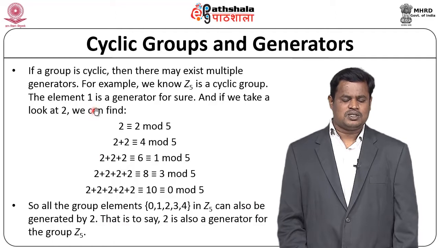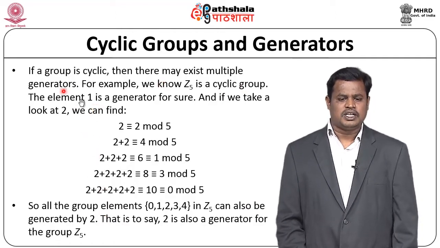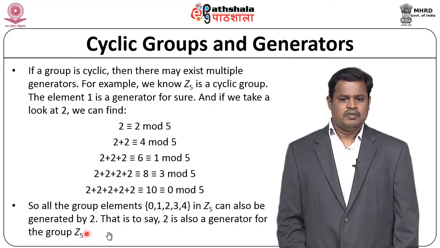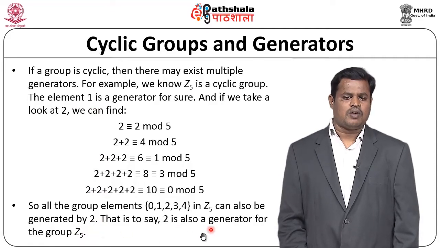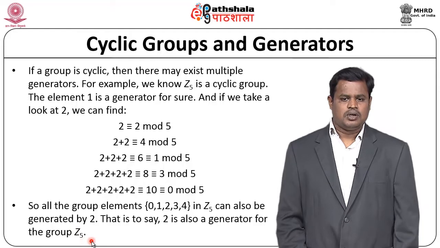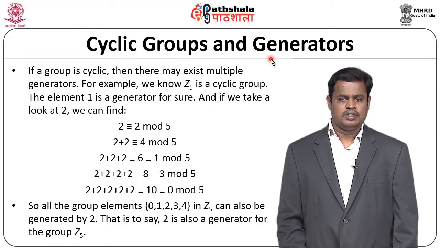We already know that 1 is one generator, and there are some groups where multiple generators may exist. One example here is that 2 is also a generator of group Z phi. So, now we can understand that the cyclic group as well as the generator are going to play a very important role in the case of your discrete.